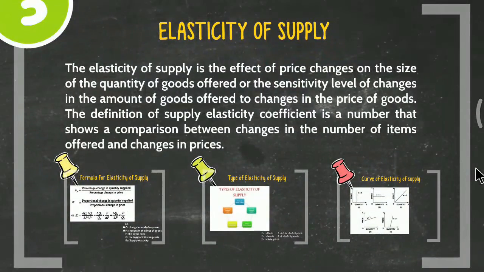Now we go to elasticity of supply. The elasticity of supply is the effect of price change on the quantity of goods offered, or the sensitivity level of change in the amount of goods offered to change in the price of goods. The supply elasticity coefficient is a number that shows a comparison between change in the number of items offered and change in price.